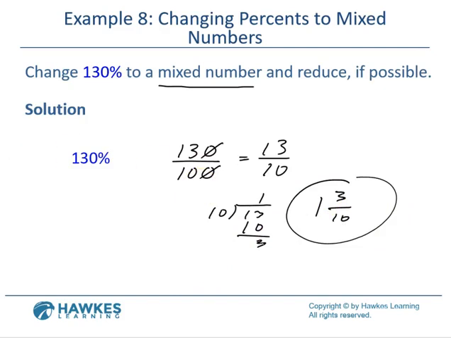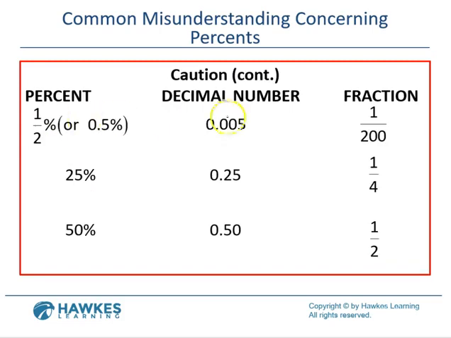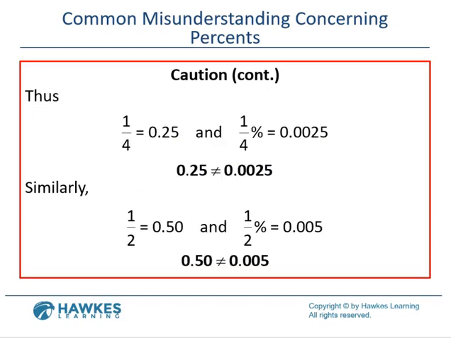So let's look at some do's and don'ts here. Caution: the fractions 1/4 and 1/2 are often confused with the percents 1/4% and 1/2%. The differences can be clarified by using the decimal procedures, because once you do it, it doesn't work out. Notice here, 0.5% is not the same as 50%, and 1/4% is not the same as 25%. They're just showing you these little differences here, which will be in your notes, but these are good things to realize.